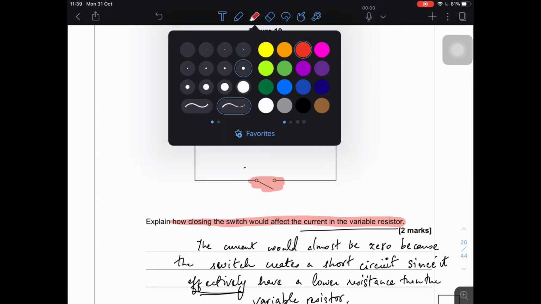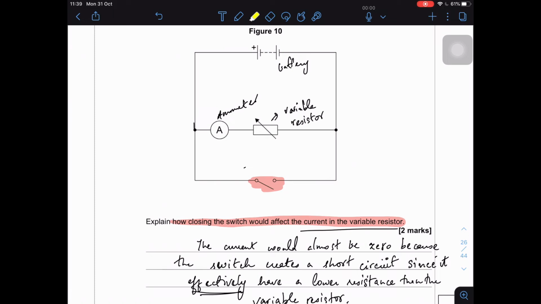Let's take a different highlighter here. So now it's connected in parallel. Current always likes to flow through a circuit that has the least resistance. So that means as soon as you switch on, immediately the current will flow this way. Before you switched on, the current was flowing this way, because that's the only circuit it has.